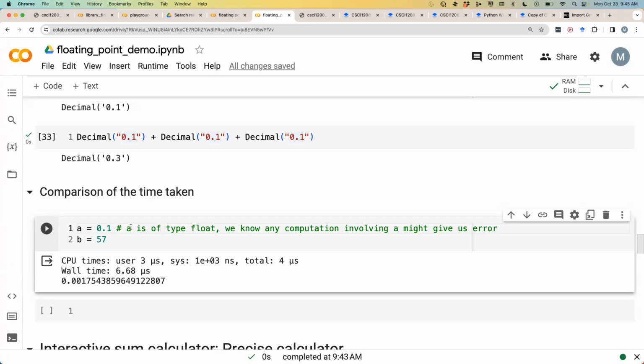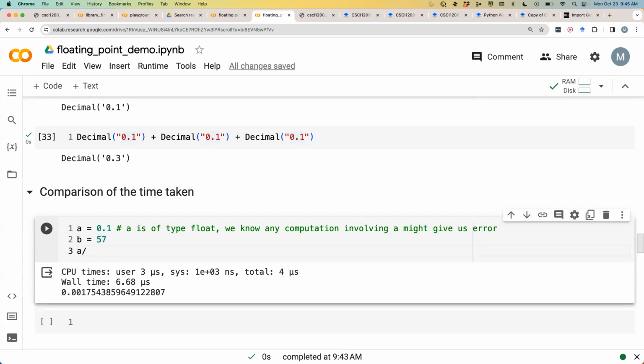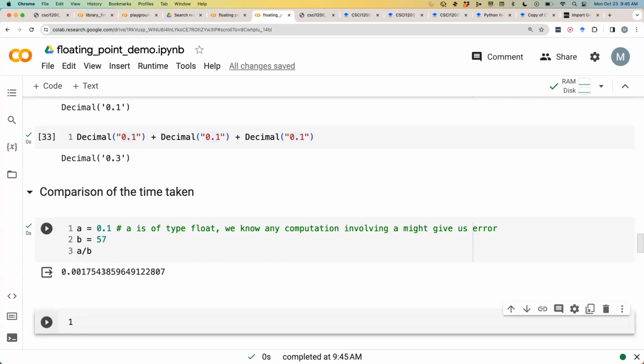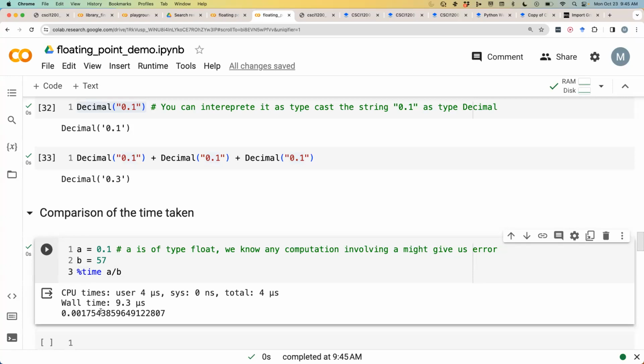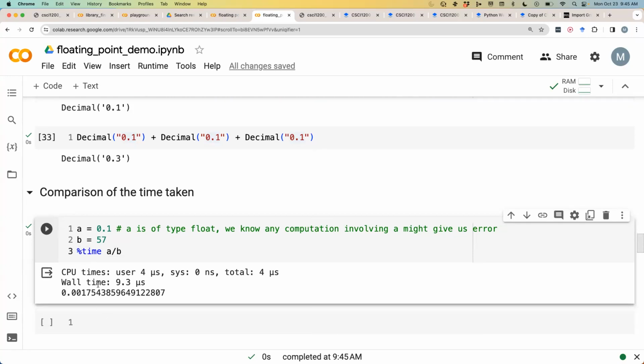Okay, and then we have b equals 57, and we want to compute, for example, a over b. All right, we get this number here. But we wanted to know how much time it takes to compute it. Okay, let's run it. So it takes this amount of time, 9.3 milliseconds.